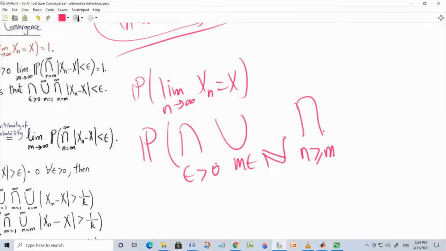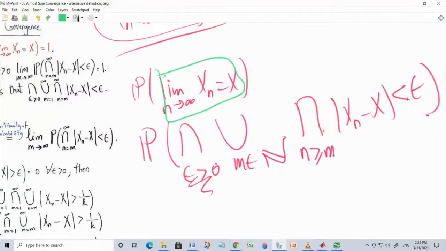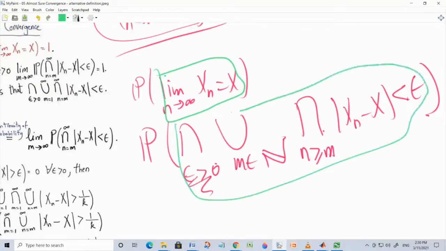what do we have? We have the distance is less than epsilon, right? Forget about probability. Deterministic. This statement is exactly this: for every epsilon greater than 0, there exists some natural number m such that for every n greater than or equal to m, the distance is less than epsilon.